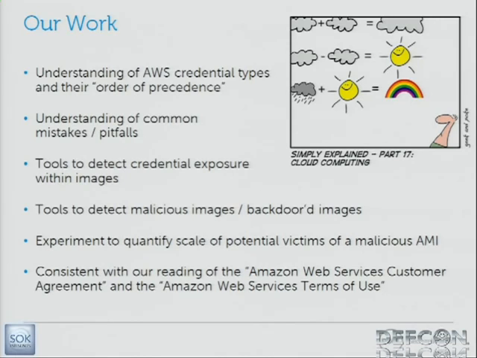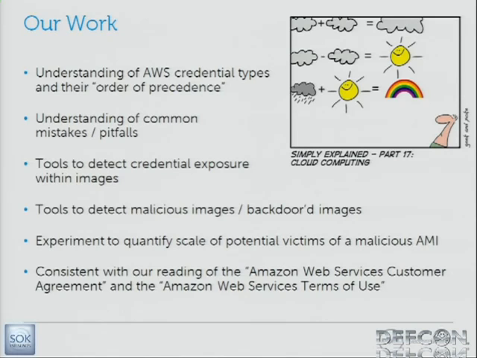So we wanted to understand all the different types of credentials that you use when you're using Amazon's web services. And we really wanted to understand the order of precedence of all those different credentials. So if you were to have one type of credential, what could you do with it, and what other types of credentials could you control or manipulate? Also understanding common mistakes and pitfalls of people or organizations that are using Amazon's cloud services. So part of this is looking at best practices and the guidance that's published, but also understanding what are some really easy ways to make some bad mistakes out there.